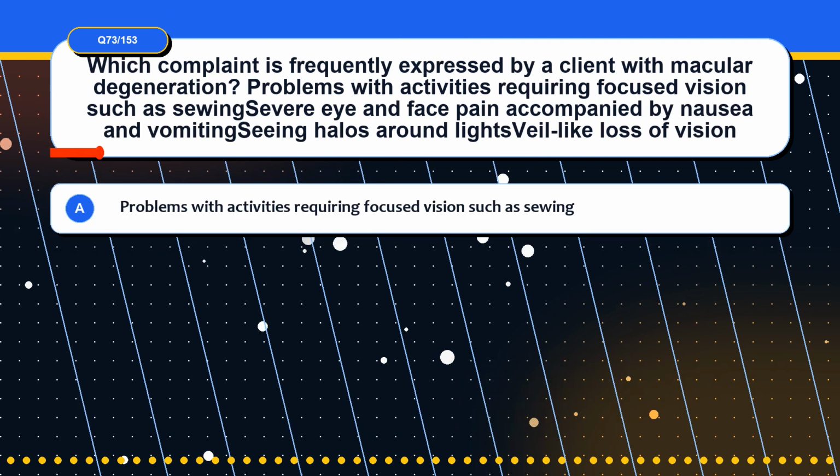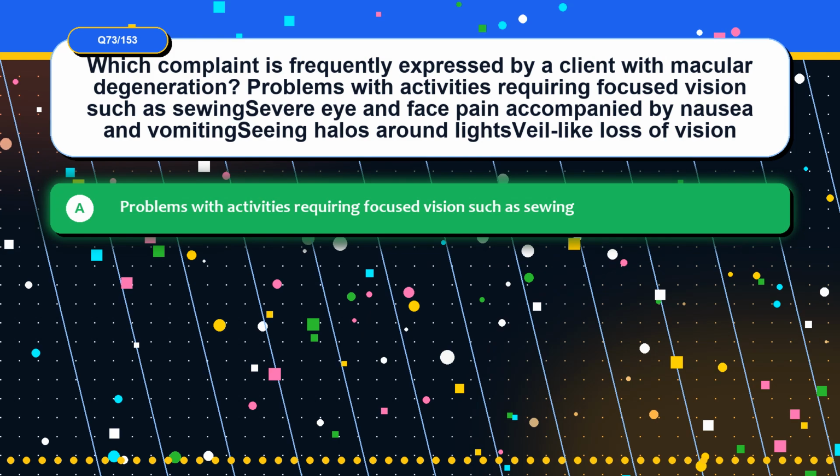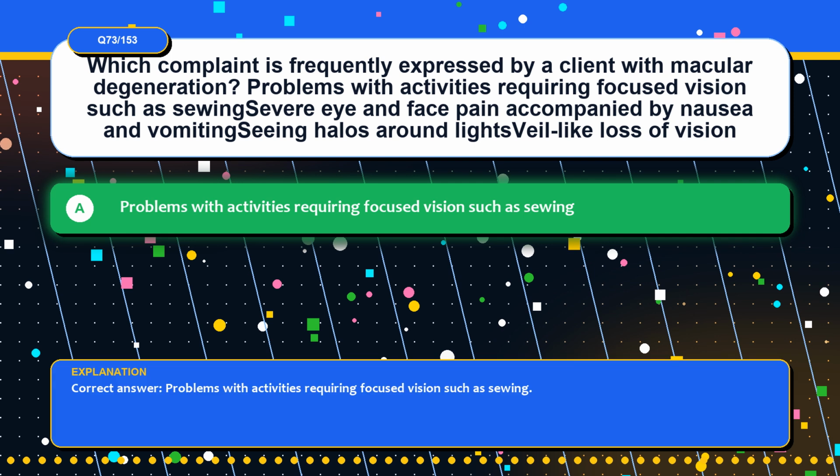Question 73. Which complaint is frequently expressed by a client with macular degeneration? Problems with activities requiring focused vision, such as sewing; severe eye and face pain accompanied by nausea and vomiting; seeing halos around lights; veil-like loss of vision. Here are the options. Option A. Problems with activities requiring focused vision such as sewing. The correct answer is option A.